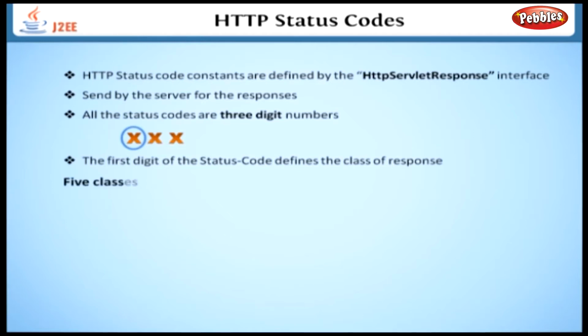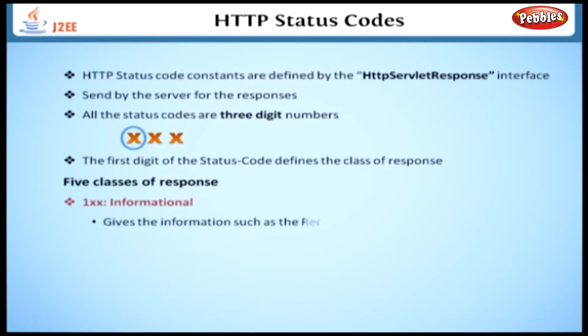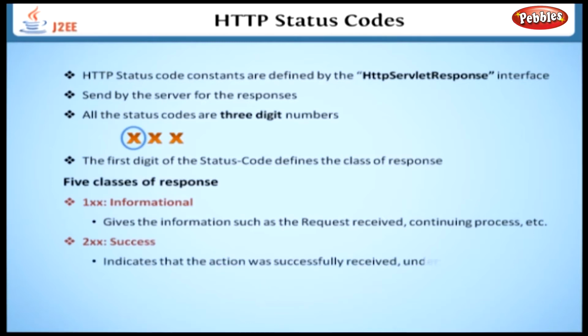There are totally 5 classes of response in practice. Let's see this classification of the responses. They are 1XX informational. This class gives the information such as the request received, continuing process, and etc. 2XX success. This series indicates that the action was successfully received, understood, and accepted.